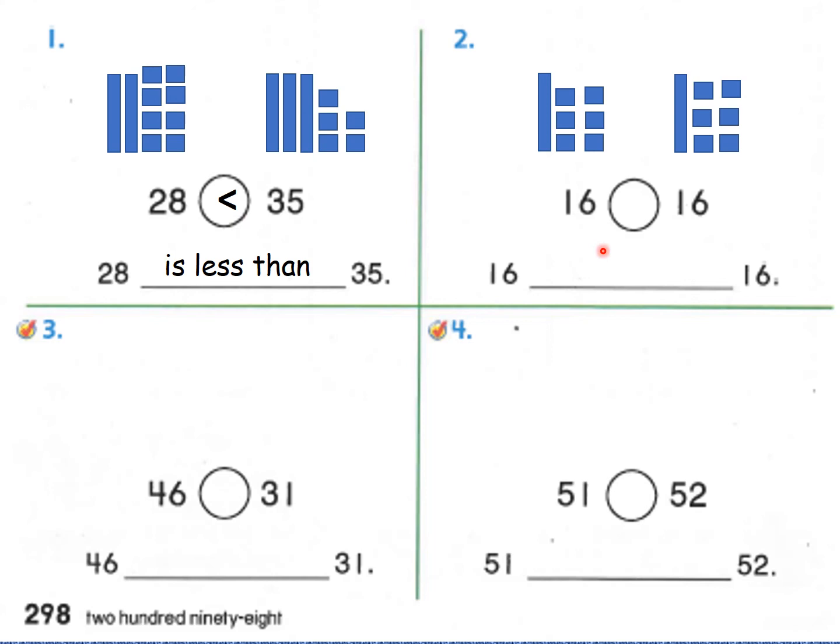Let's take a look at the next problem. I drew a quick picture again. I've got 1 ten and 6 ones right here, and then I have 1 ten and 6 ones right here. If I compare these, they're the same exact number. So we would say that 16 is equal to 16.